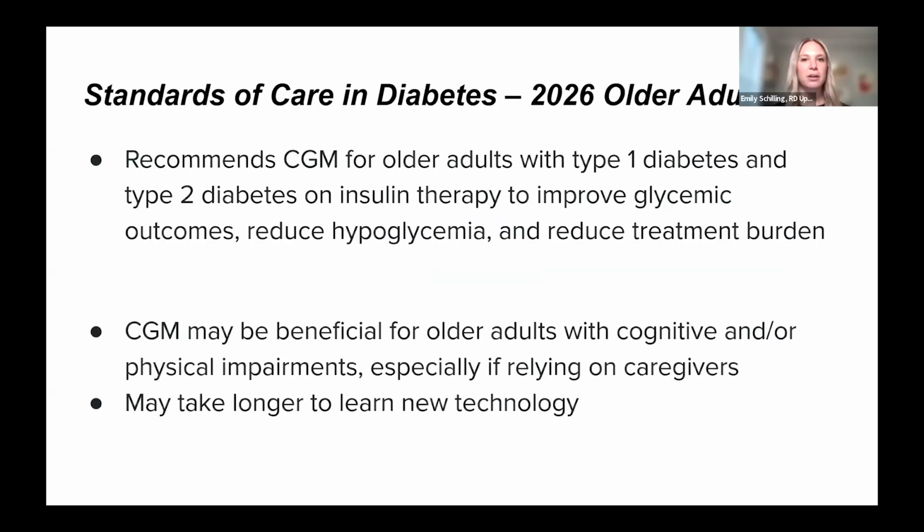Furthermore, in the standards of care, they have a specific section that talks about older adults. And they go on to recommend CGM for older adults with type 1 diabetes or type 2 diabetes on insulin therapy, specifically to improve glycemic outcomes, reduce hypoglycemia, and reduce treatment burden. They go on to say that a CGM may be beneficial for older adults with cognitive and or physical impairments, especially if the person with diabetes is reliant on caregivers for their diabetes management.